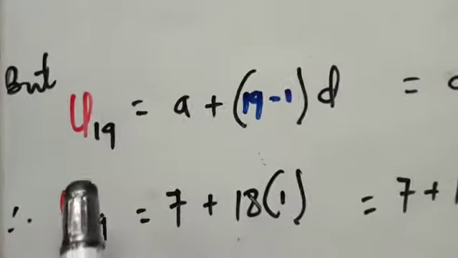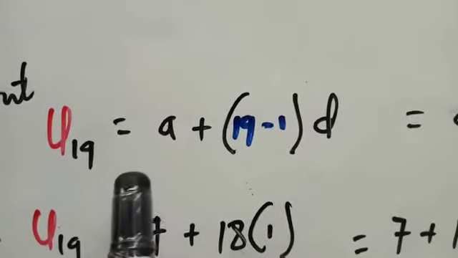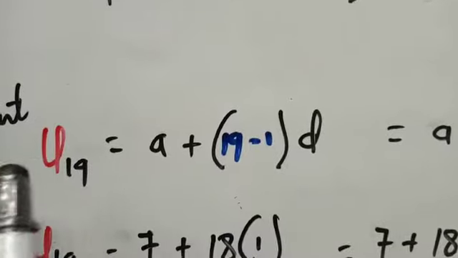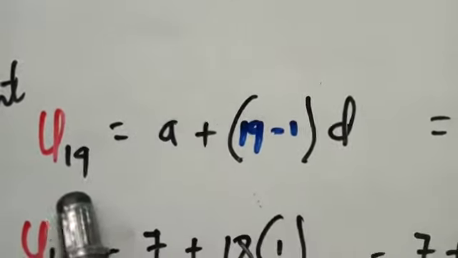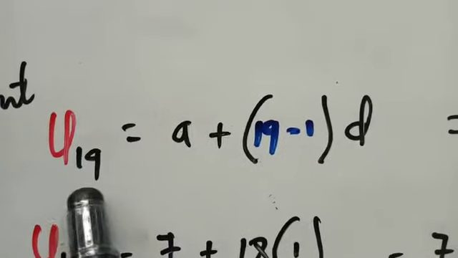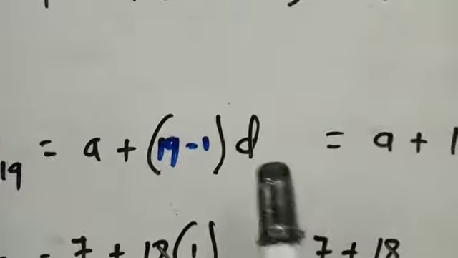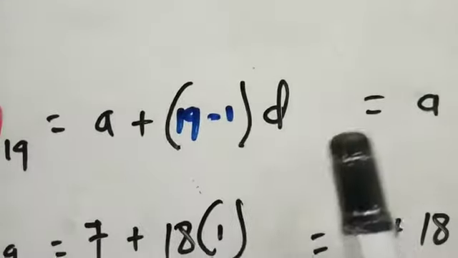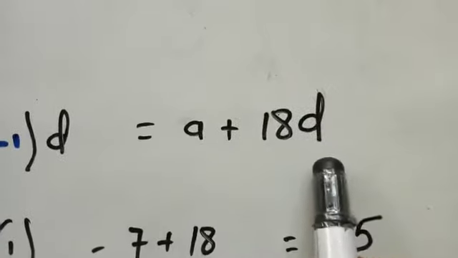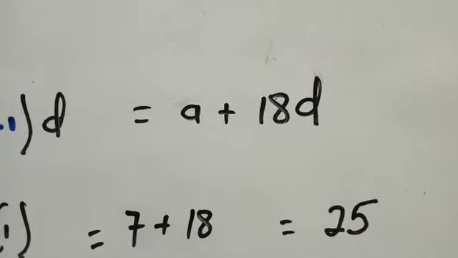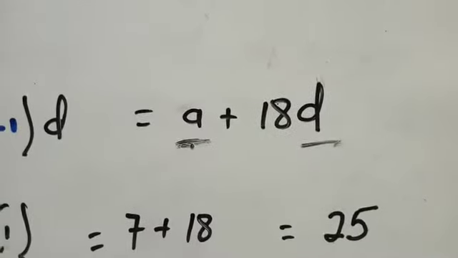Now they say you should find the 19th day. We know how the arithmetic progression looks. Here n is the number of days, in other words the number of terms, so that's 19 minus 1, and D is your constant daily savings. So for the 19th term we have A plus 18D. Our major task now is to look for this A as well as the D.